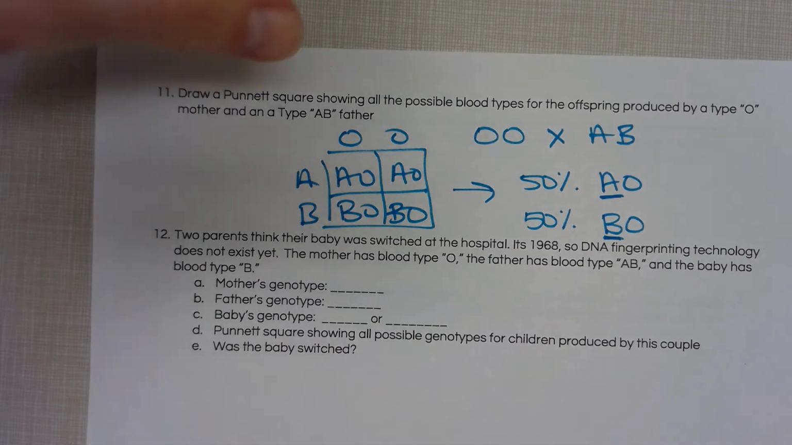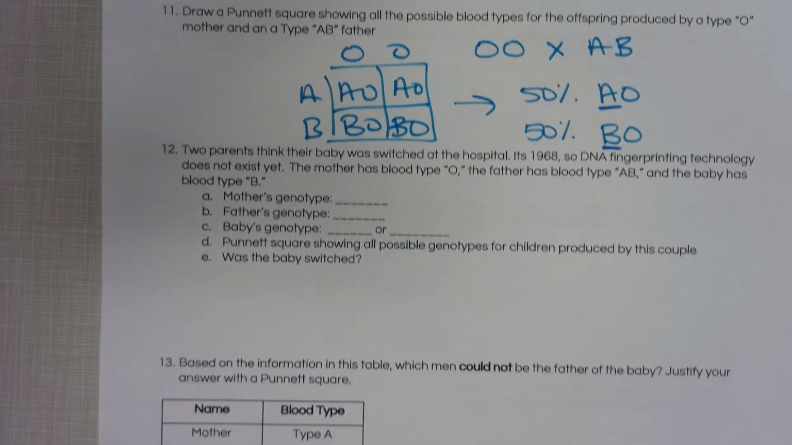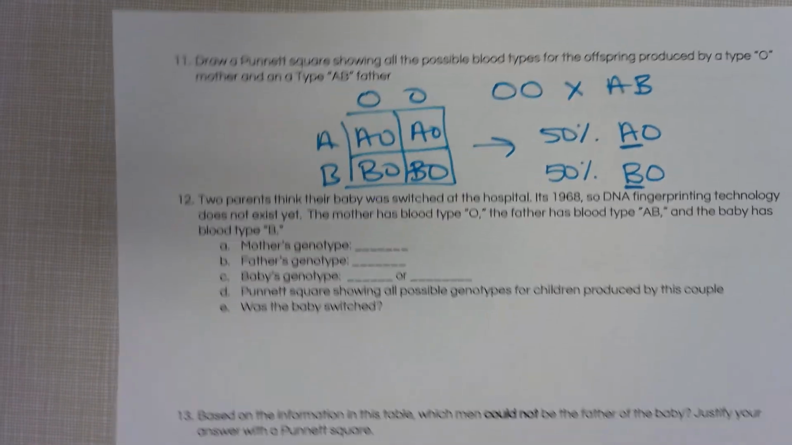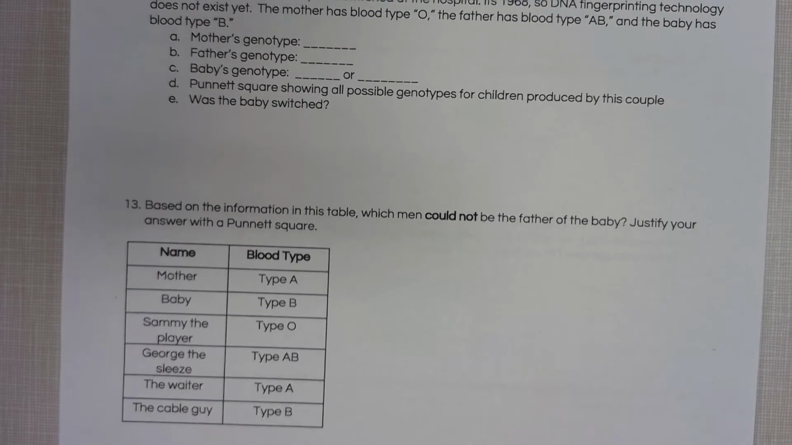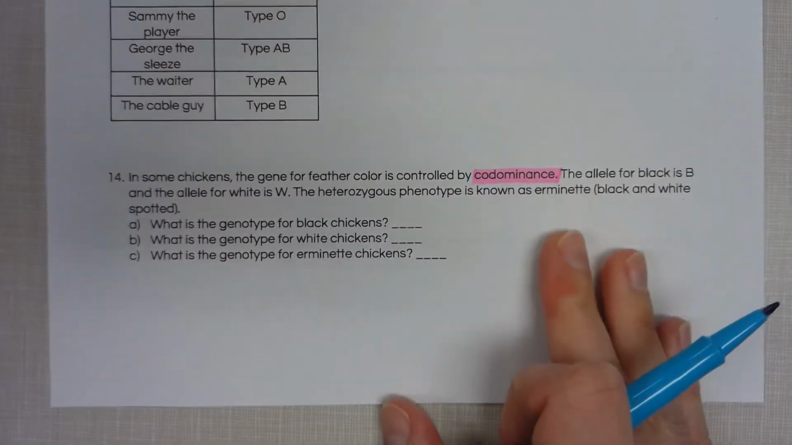All right, usually blood type's pretty straightforward. Codominance, both alleles showing up. Let me flip this a second. Yeah, we'll do two more with codominance that is not linked to blood type.